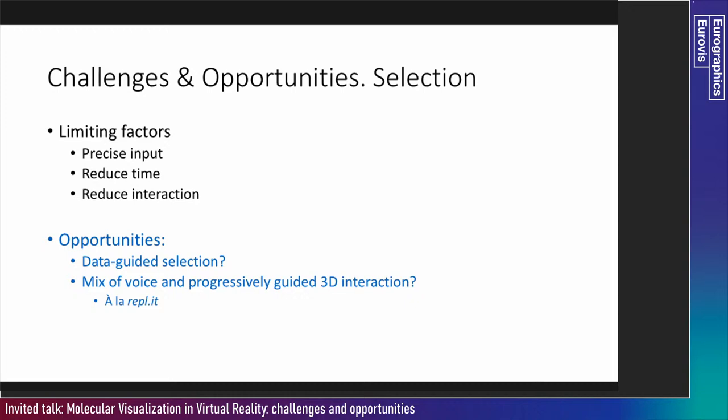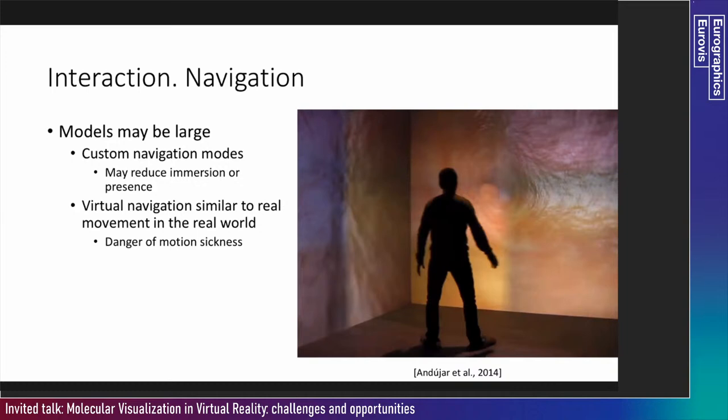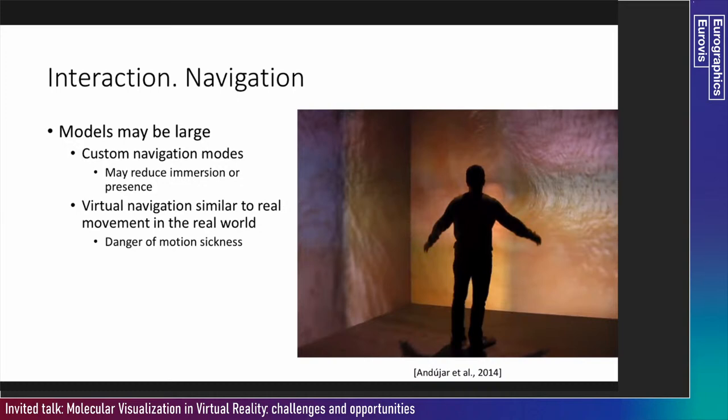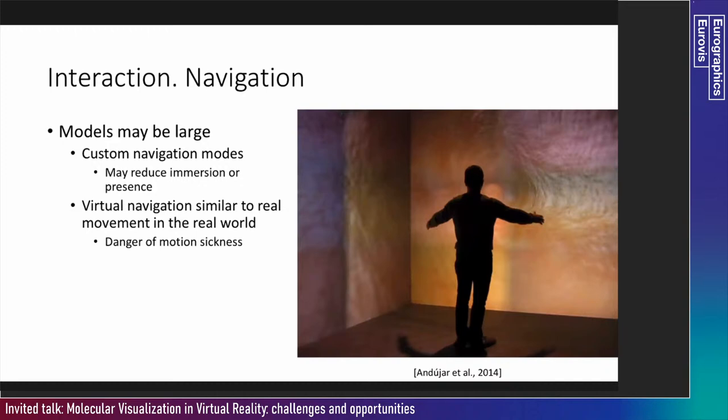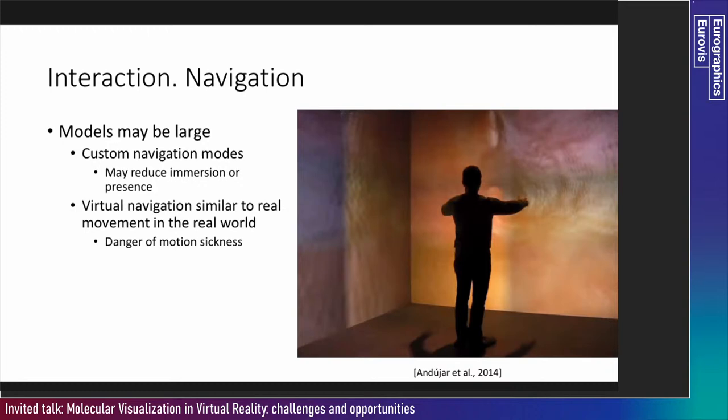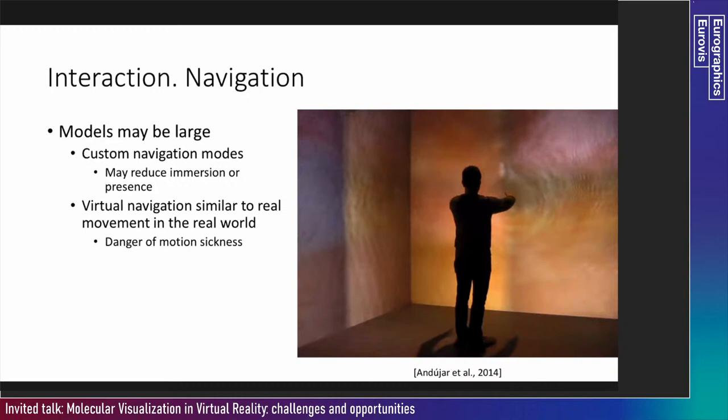Okay, so let's move to another interaction technique, navigation. In molecular models, especially large molecules, we may have large or relatively large distances to cover. So in virtual reality, some custom navigation modes have been created. The problem of these custom navigation modes is that you may lose the sensation of immersion or presence. And of course, we also may have the problem of motion sickness.